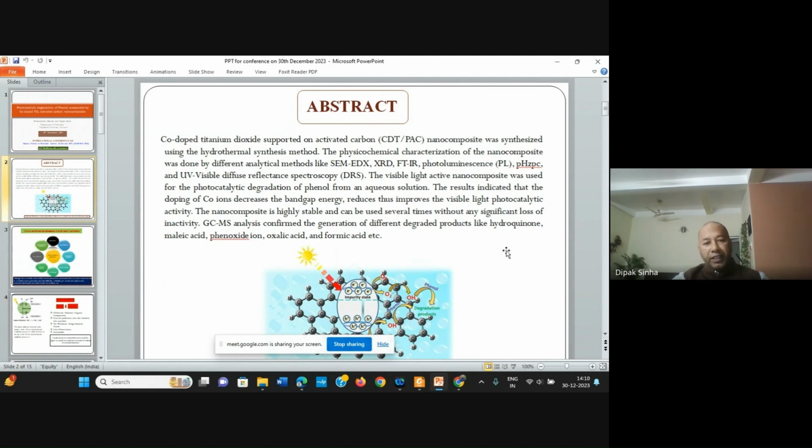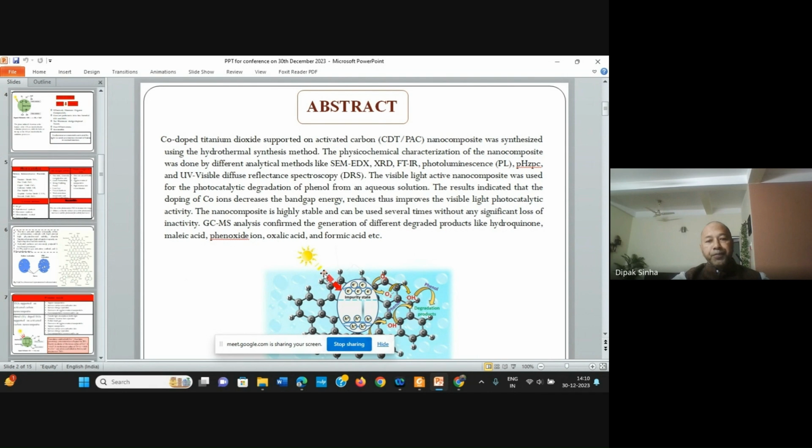We started the work on photocatalysis. One of the photocatalysts which we used is titanium dioxide. However, there are some problems associated with titanium dioxide, which I'll be explaining in my subsequent slides. So in order to shift our photocatalysis from the UV region to the visible region, we have doped cobalt metal into the titanium dioxide, and we made the composite based on the activated carbon surface, and that's how we developed the catalyst and carried out the photocatalytic reactions and the degradation of phenol.